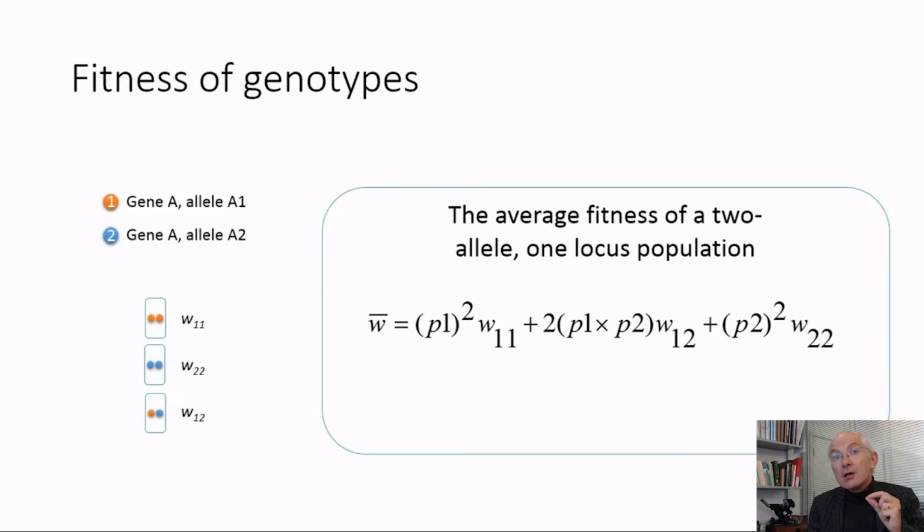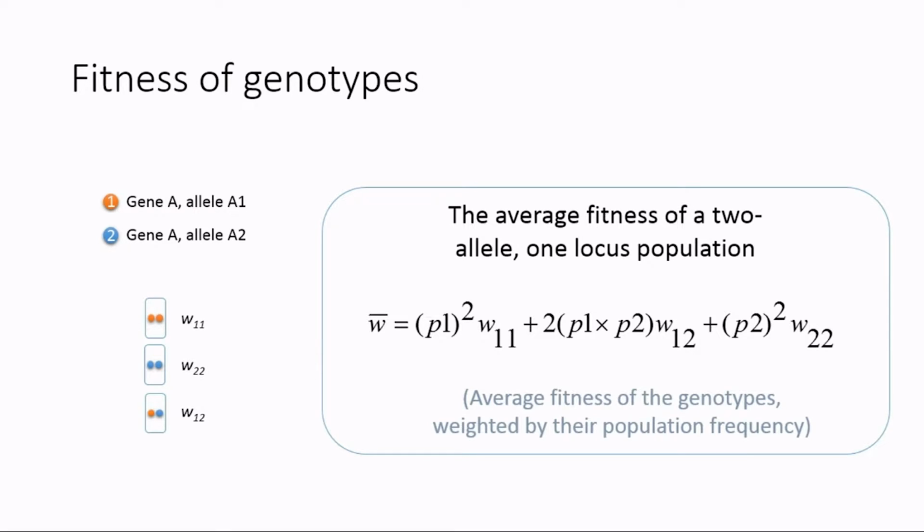The first thing we need to know to calculate is the average fitness of the population. This looks at first like a rather scary equation. Several of these may look a little scary at first, but actually, if you take a little bit of time, they're all very simple. This one is simply saying that the average fitness of the population is the average fitness of the genotypes in that population weighted by their population frequency. So let's just take the first term, P1 squared, that's the population frequency of the A1 homozygotes, multiplied by W11, that's the fitness of the A1 homozygotes, and so on. Simple.